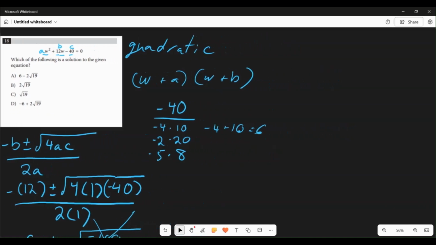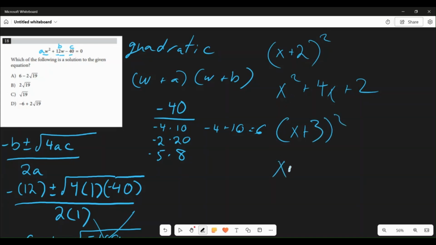So let me just give some background on this method. Suppose I had some binomial term, right? If I were to square x plus 2, I would get an x squared term, and my middle term would be 4x, and then my final term would be 2 squared. That's maybe not the best example. Let me show you x plus 3 squared. If I show you x plus 3 squared, then we will have an x squared, because I'm just basically expanding this.